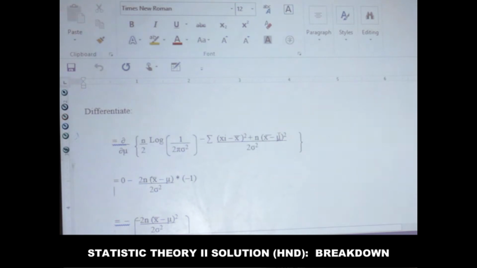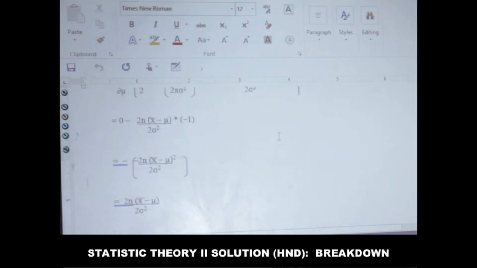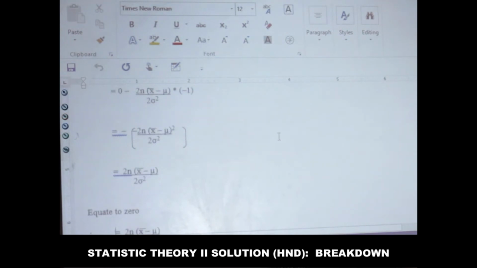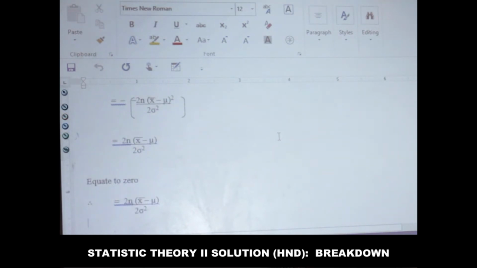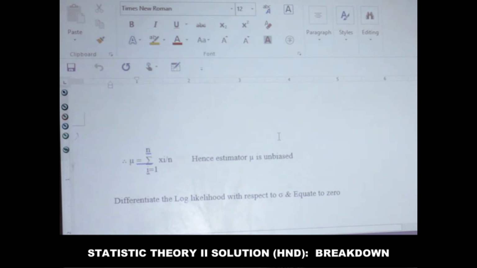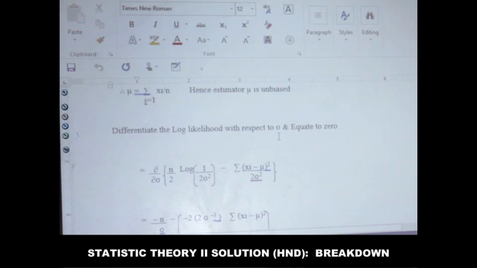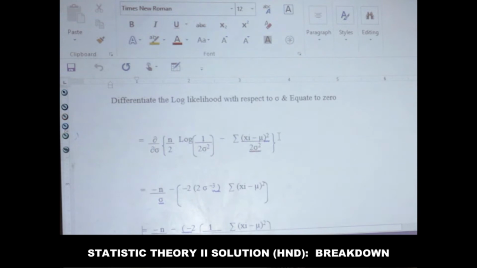You can watch the video and the explanation is there also. At this stage we have equals to minus then the square. Now we cancel the minus because the initial says that we should differentiate then equate to 0. So all these are being equated to 0. So hence the estimator of the mean is unbiased.